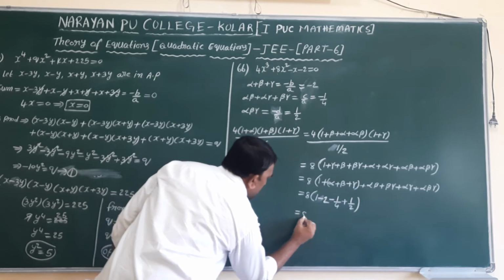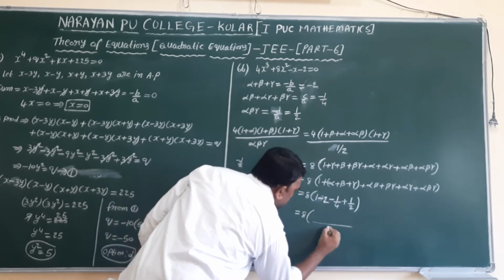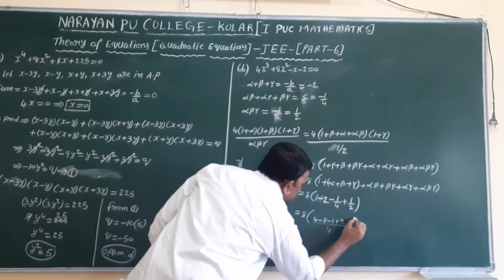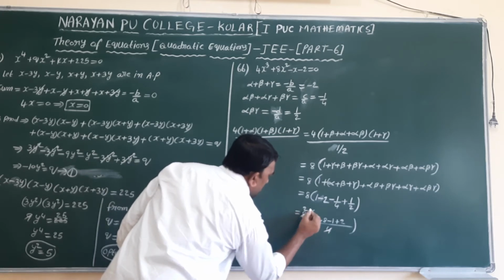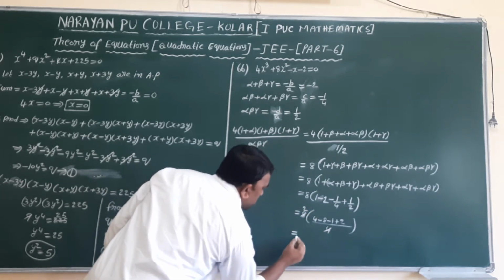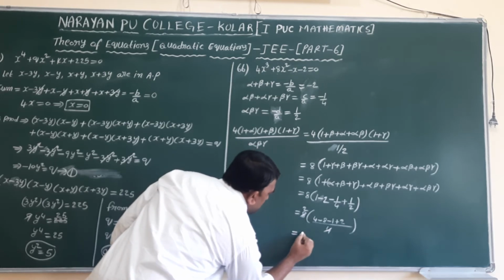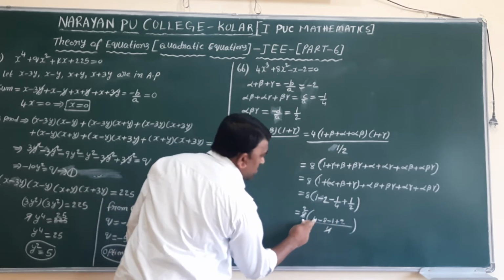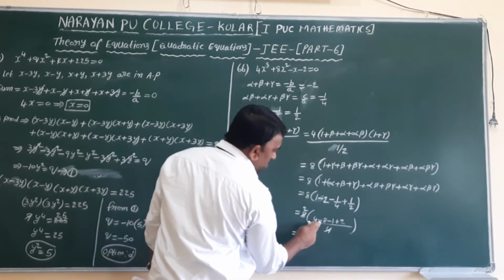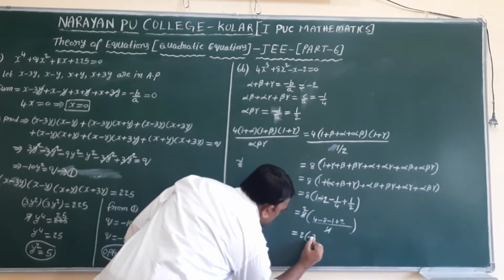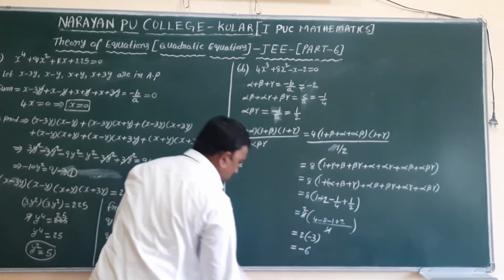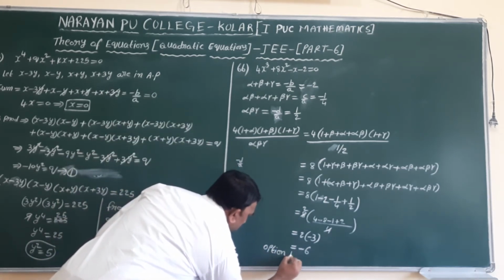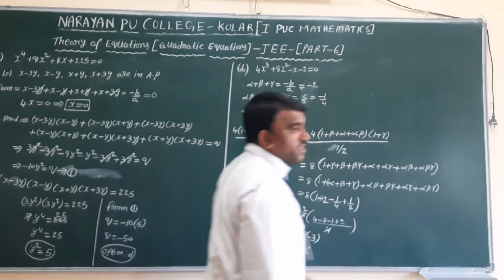Simplify that, 8 into 4 is the LCM, 4, minus 8 minus 1 plus 2. So 8, 4 2 times cancelled, 2 into 4 plus 2 is 6, 6 minus 8 is minus 2, minus 2 into minus 1 is minus 3, 2 into minus 3 is minus 6. Option D is the correct one. Option D is the correct option.